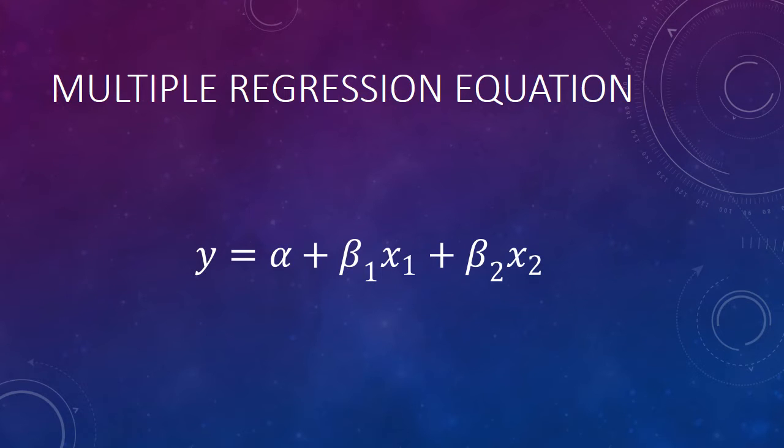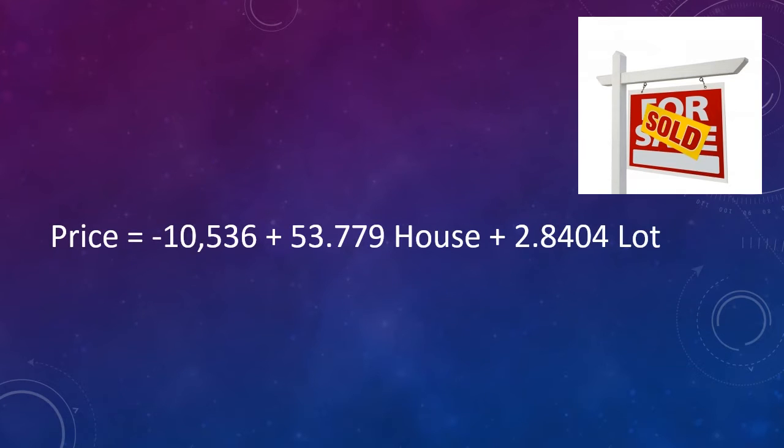Suppose we're interested in predicting the selling price of a house. There are many characteristics that go into the value of a house. Two of these include the size of the house and the size of the lot on which the house sits. Bigger houses and houses with bigger yards tend to be more expensive, all other things being equal. We can find a regression equation that shows the relationship between price and both house size and lot size simultaneously. We might find something like price equals negative 10,536 plus 53.8 times house size plus 2.84 times lot size.